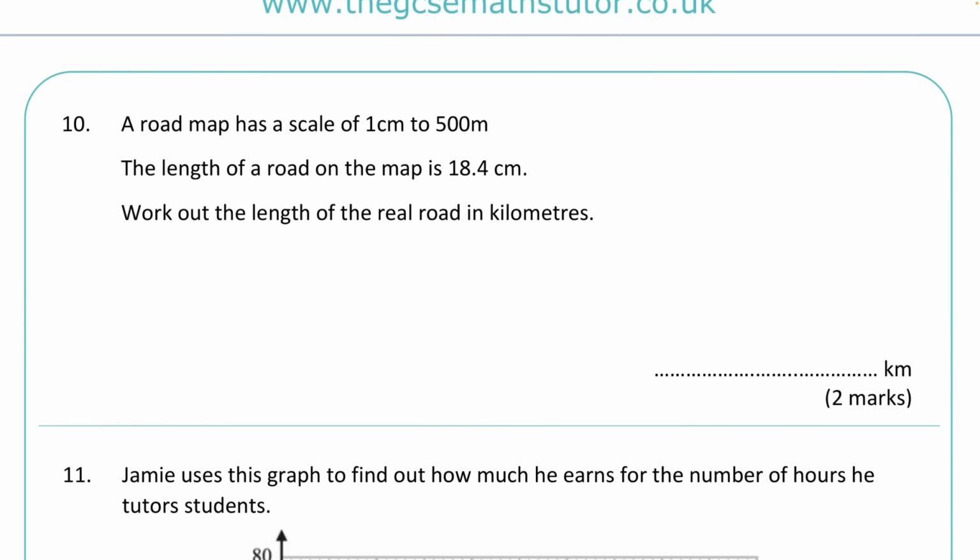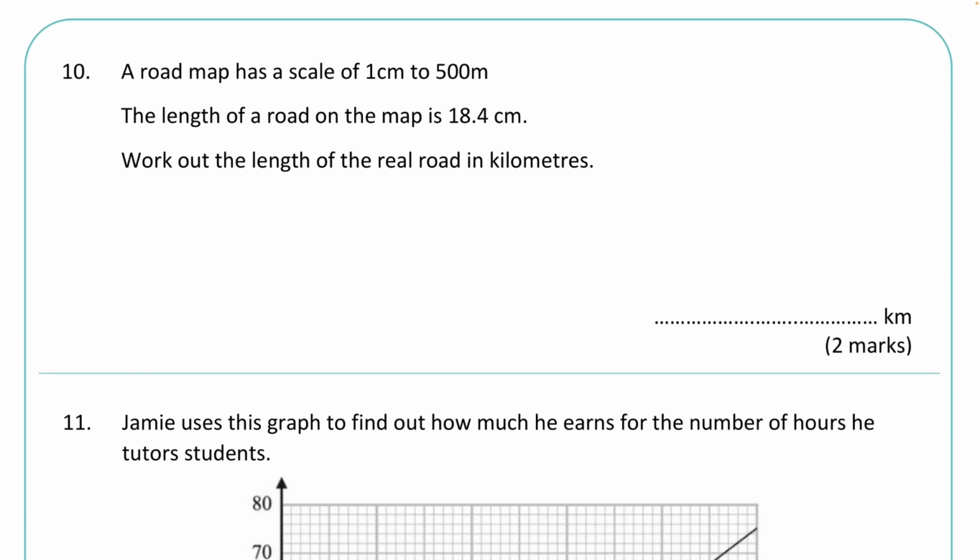Okay, on to question 10. We have a map scale. It says a road map has a scale of 1 centimetre to 500 metres. The length of a road on the map is 18.4 centimetres. Work out the length of the real road in kilometres. So if every centimetre is 500 metres, we can do 18.4 and multiply that by 500, and that's going to tell us how many metres that is. So 18.4 times 500 on the calculator is 9,200 metres, and it wants to know the answer in kilometres.